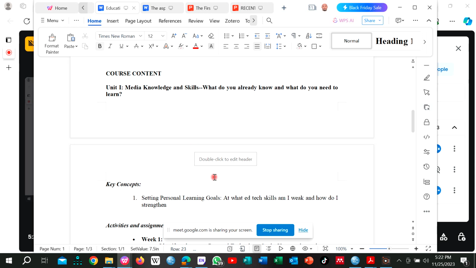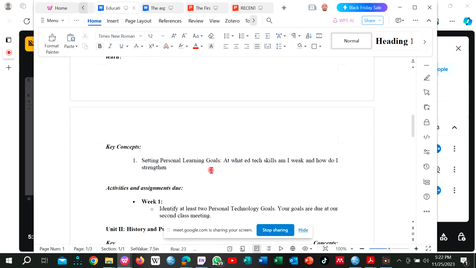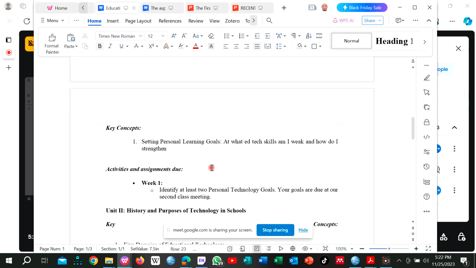We will now go deep into an understanding of what education technology is. We'll do chapter 1 of the course book. All this is media knowledge and skills. We want to know how far you know, what you know. So you are going to set what we call personal educational technology goals, personal learning goals, personal education goals.